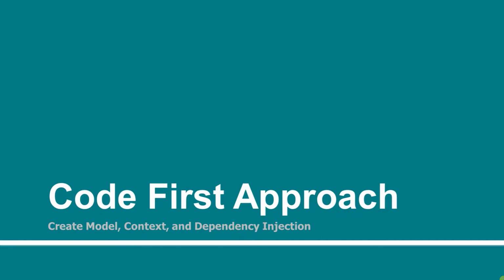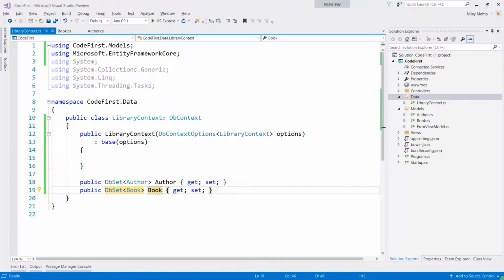In a previous session we have created a model and a context class. In this session we will create a controller and make the database as per our model by using the dependency injection. ASP.NET Core automatically implements the dependency. We just need to register our dependency for the Entity Framework.